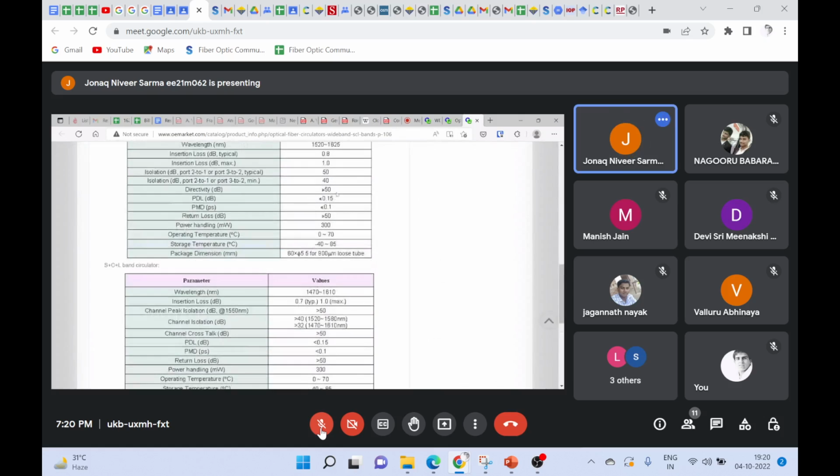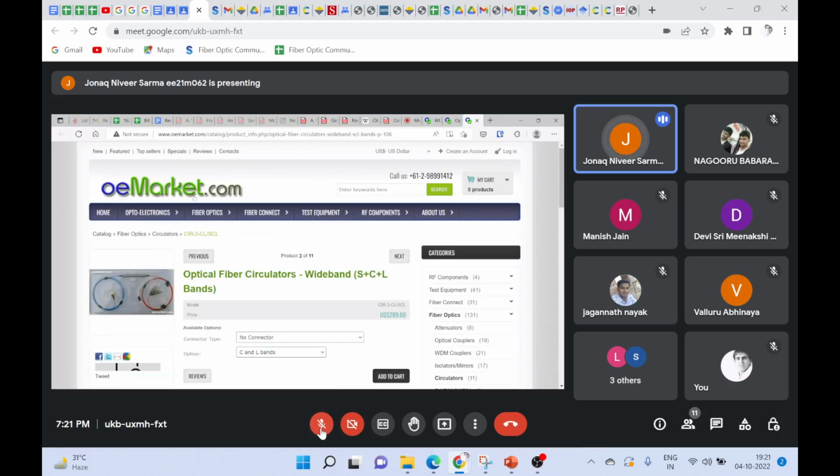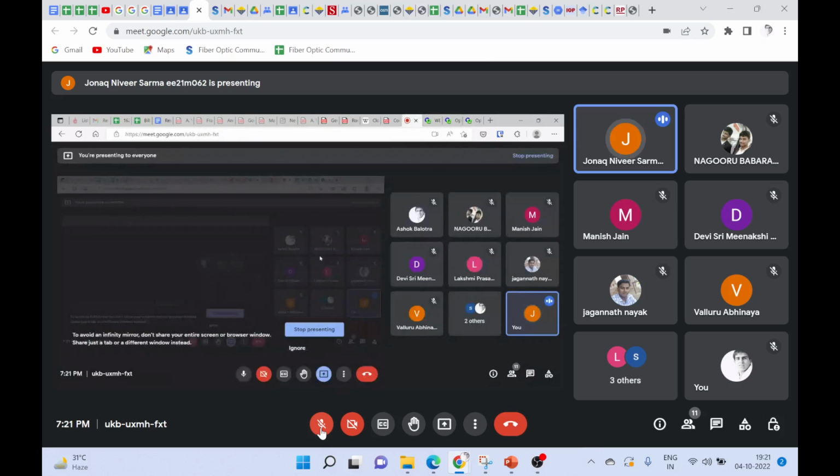All of these components, all of these values, you can check in your own time also if you want. Like this OE Market. If you want to know the prices of something, then you can just visit OE Market or Thorlabs. There are other more reputed websites, but they don't give the prices right out. You will have to ask for quotes, then only you will get the prices.